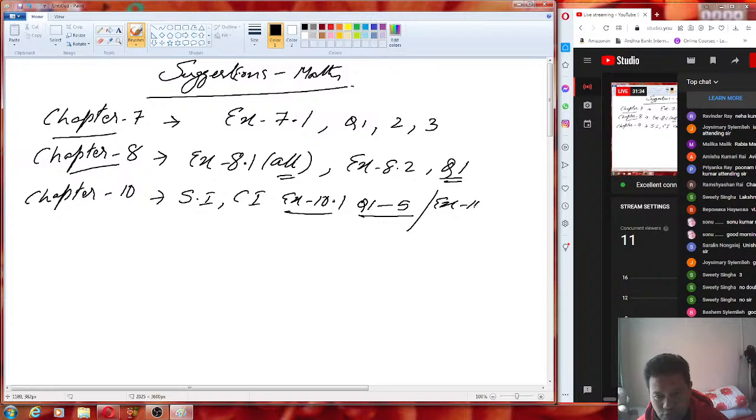And exercise 10.2, only questions 1 and question 5. Questions 1 and 5. Remember, exercise 10.1 from question 1 to question 5. That means 1, 2, 3, 4, 5. And in exercise 10.2 only questions 1 and 5.